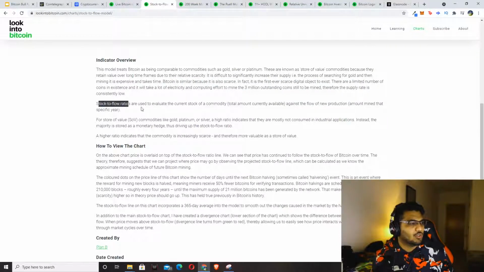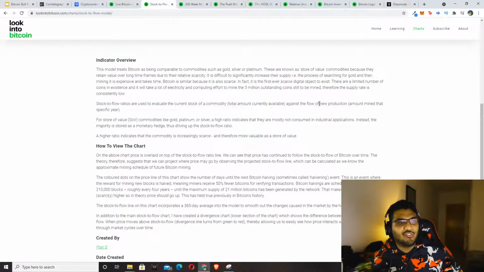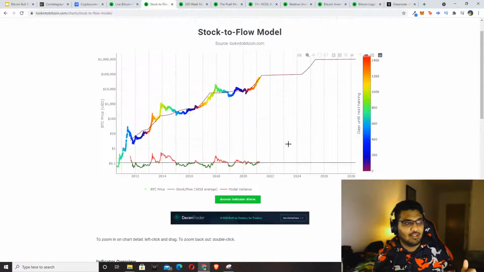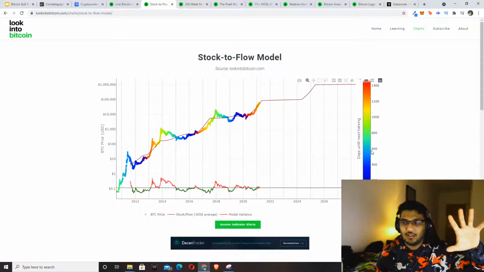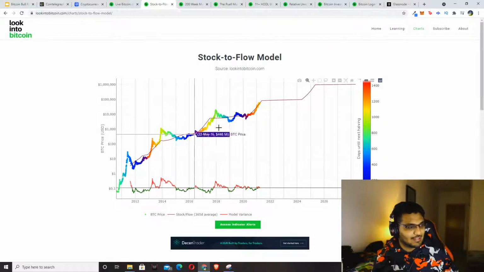So the stock to flow ratio is used to evaluate the current stock of a commodity, the total amount currently available, so the circulating supply, against the flow of new production, the amount mined in a specific year. So what we compare here is the amount that's circulating versus how much is going to be mined in a year. And that should give us this value here.